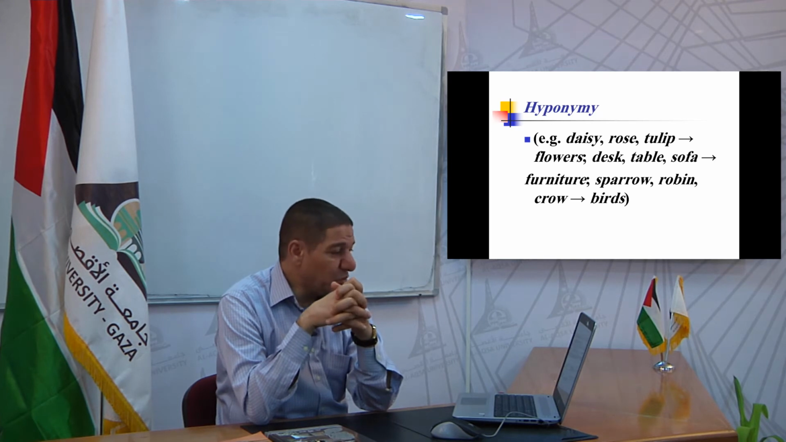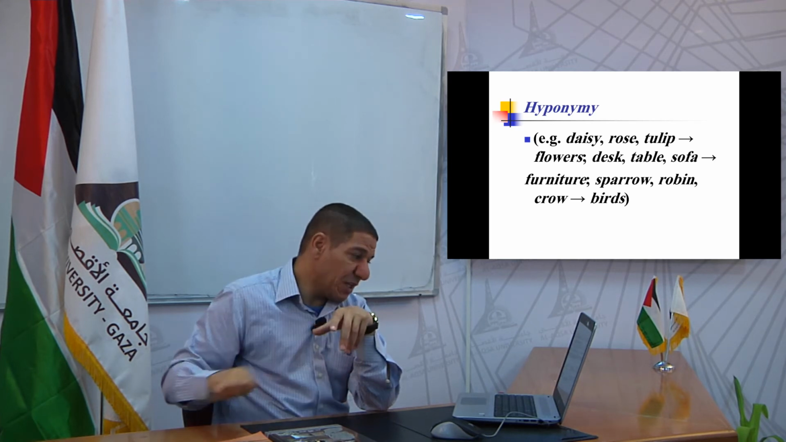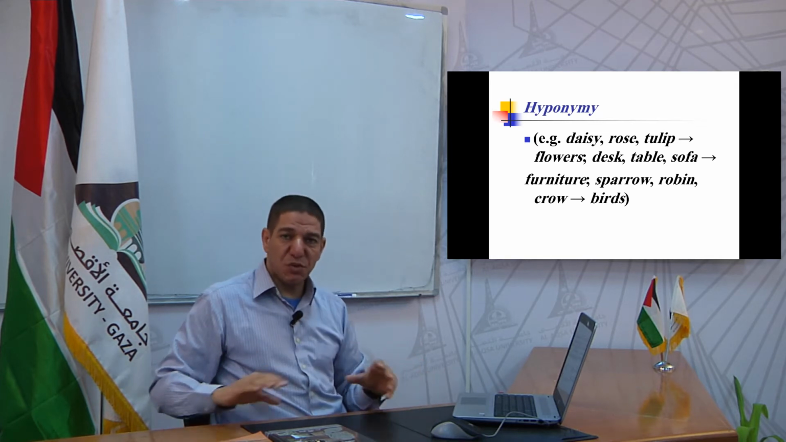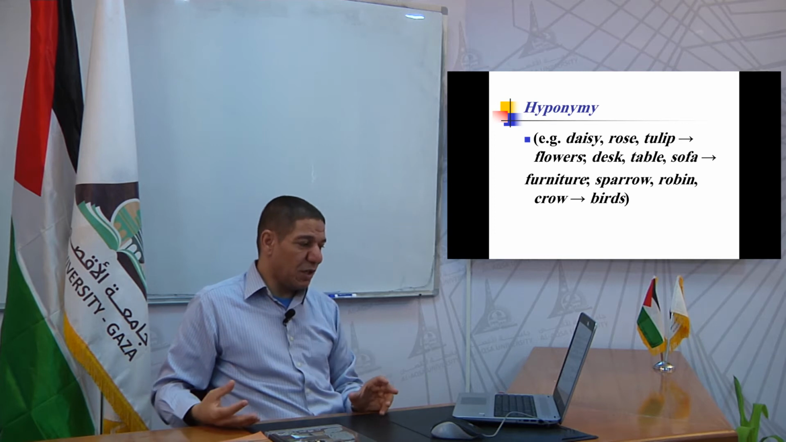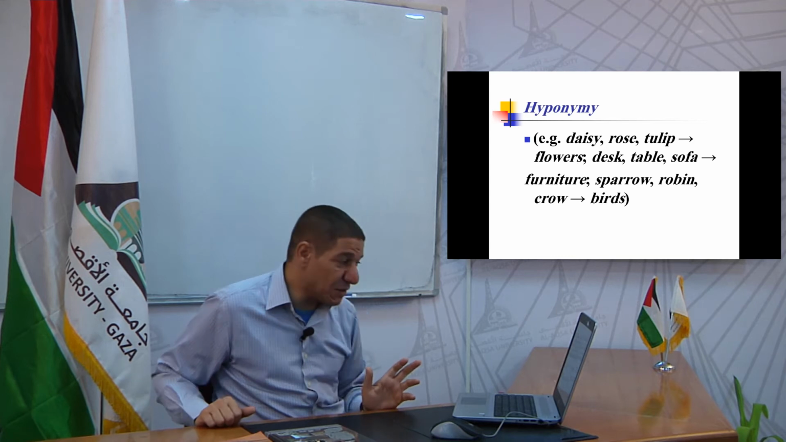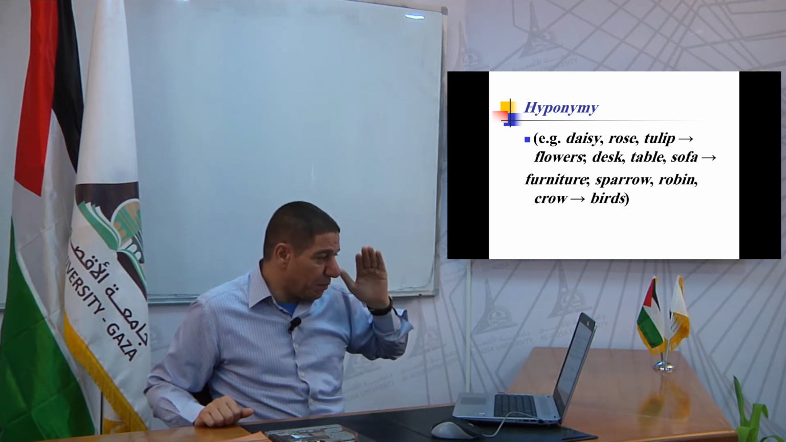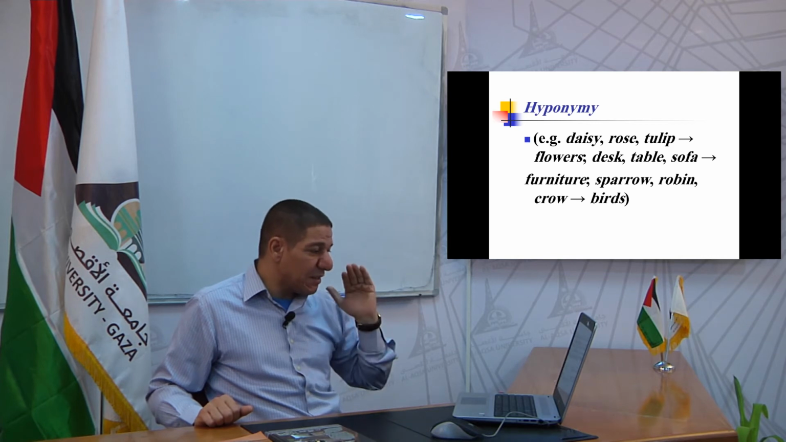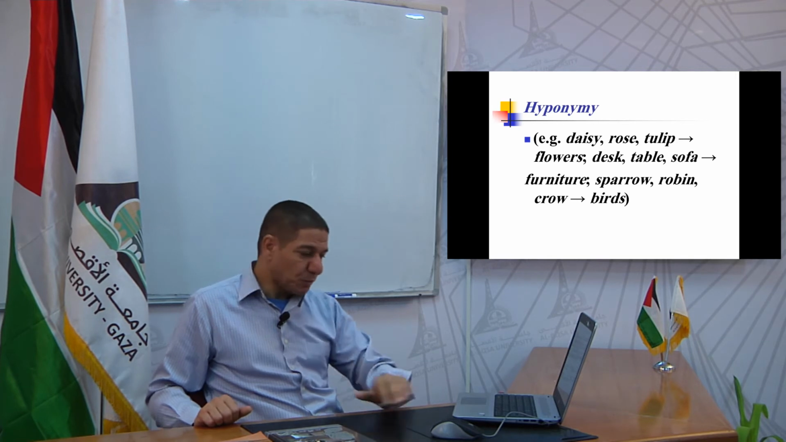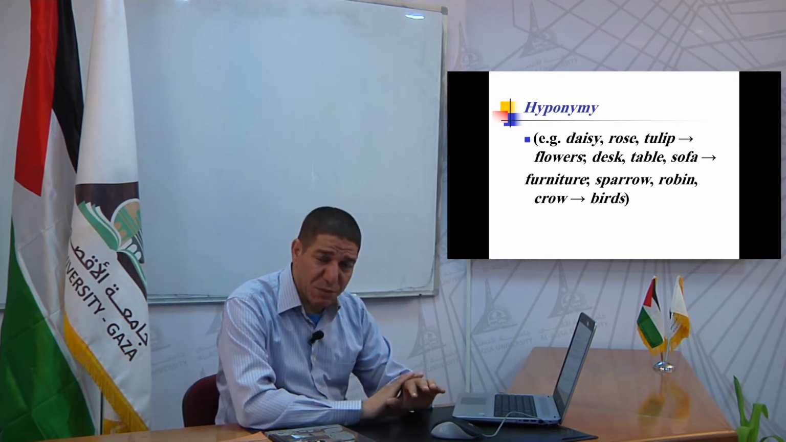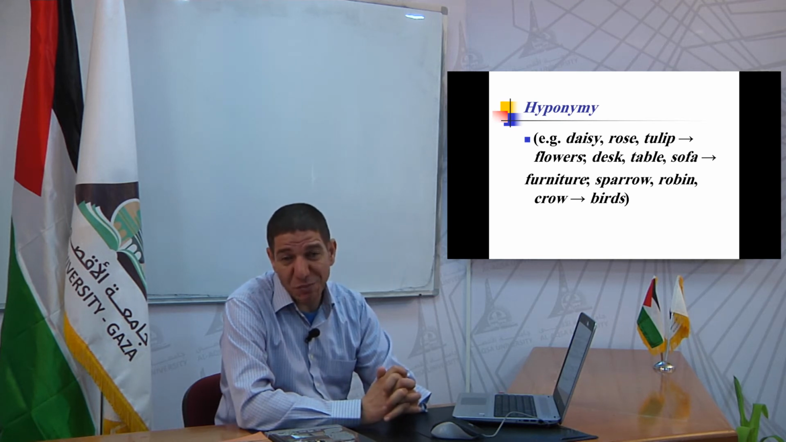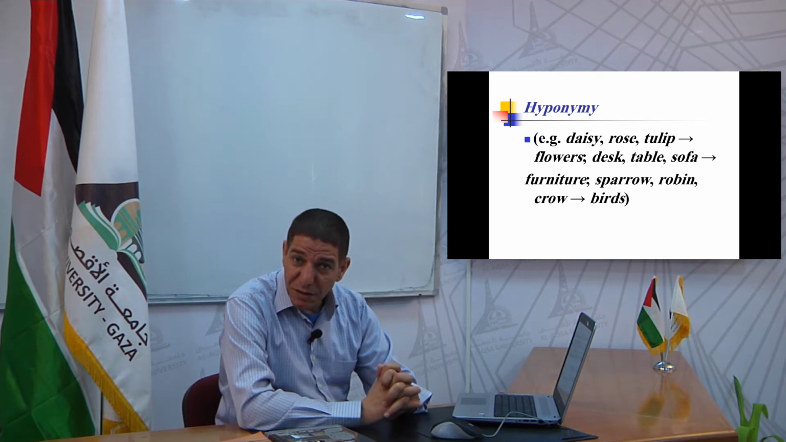Okay? And you can talk about the desk, this desk, the table, sofa, all are subsumed under furniture. Sparrow, robin, crow, all these are birds. So the hyponym word is the bird, furniture, flowers. Why do you need to learn these things? Because sometimes you opt for the hyponymy in order to help you translate a word. Okay?